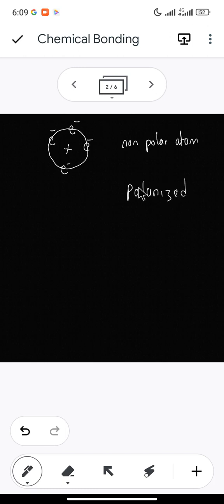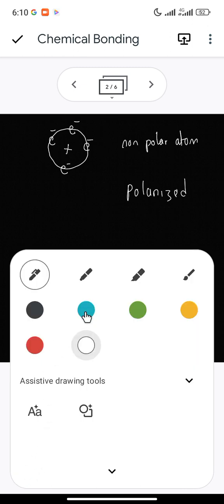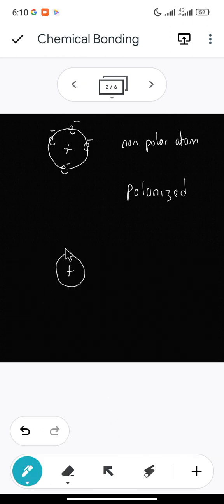It can be polarized in the sense that electrons are not stagnant. They usually move around the nucleus. As they move around, there's a tendency that at certain points in their movement, the electrons might be packed towards a particular side, let's say the left-hand side, during their uneven distribution around the nucleus. Let's say three of the electrons are now packed towards that side. This atom has been polarized.